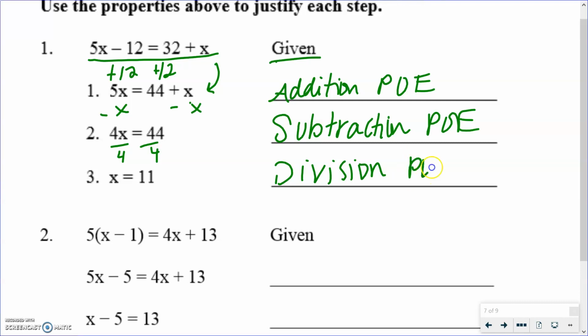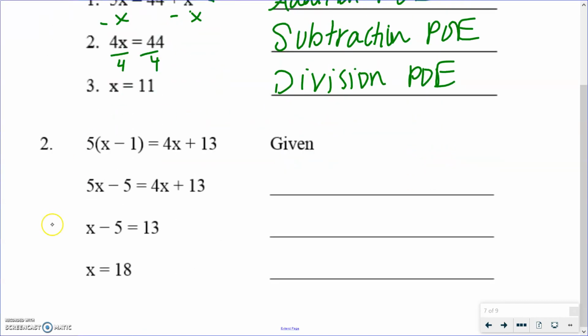property of equality. Okay. What I would love for you to do right now is to pause the video and try to figure out what these steps would be using those words that we just went over. So pause the video and see if you can come up with the 3 blanks that go with this equation.